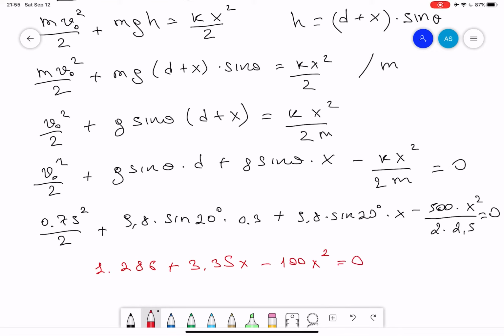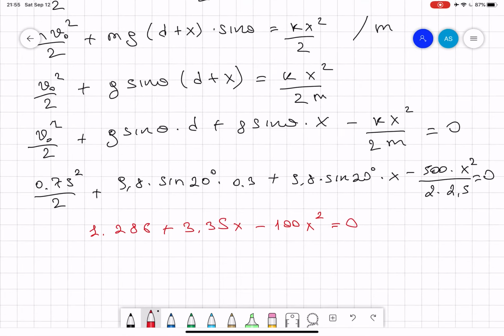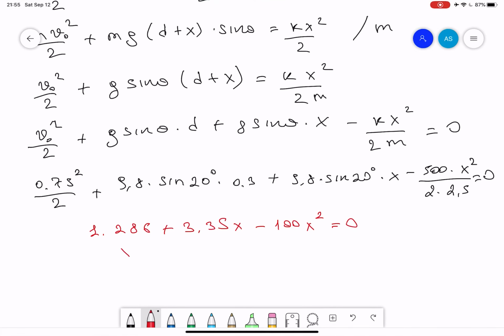Now if you solve the quadratic equation, you will find that x is equal to, I already did it, 0.131 meters. Obviously you will get a second x, which is equal to minus 0.097 meters. You cannot take the negative sign, so you just cancel it, and you will find that the spring will be compressed by 0.131 meters. This is how you solve such a problem.